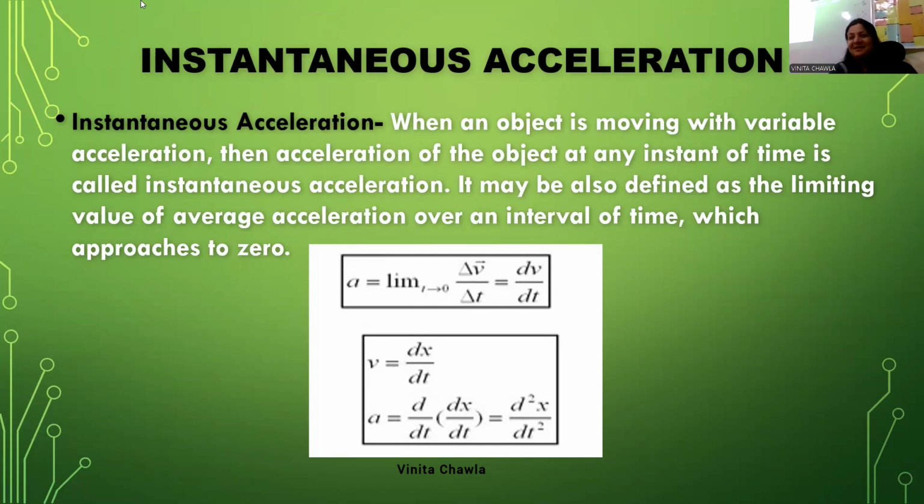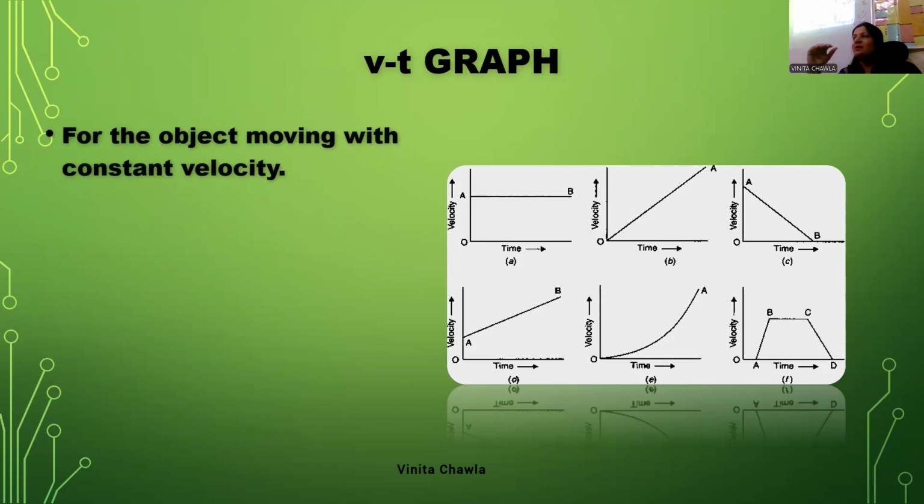In some copy you must have done calculus: if the object is moving with constant velocity, then the vt graph is parallel to the time axis, right? If the object is moving with constant velocity, then the vt graph is parallel to the time axis. There is no change in velocity, no? So acceleration is zero.